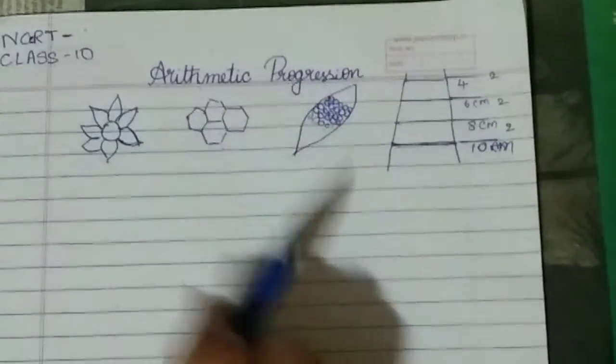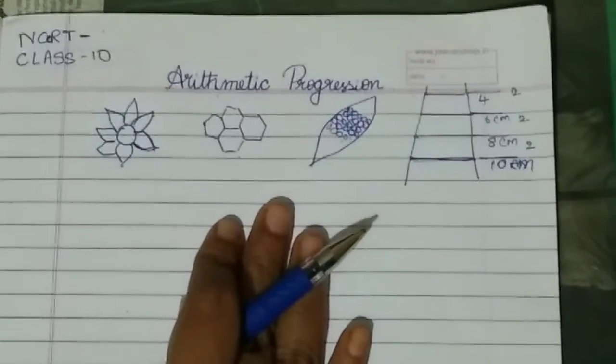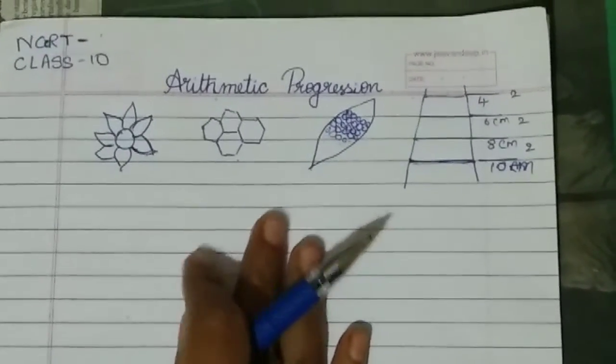Arithmetic Progression, NCERT textbook class 10. Here in this chapter we are going to learn about arithmetic progression. Pattern.